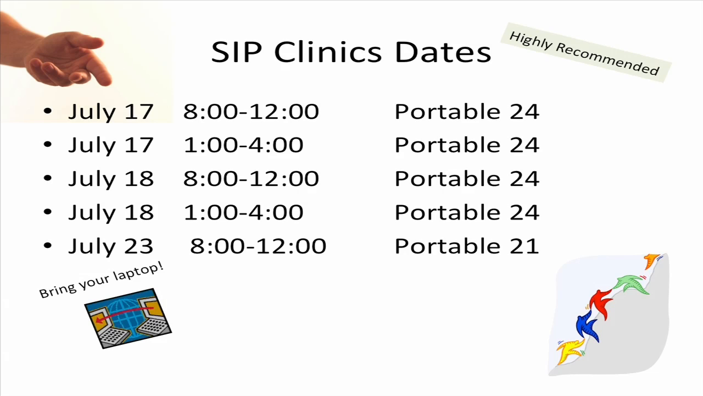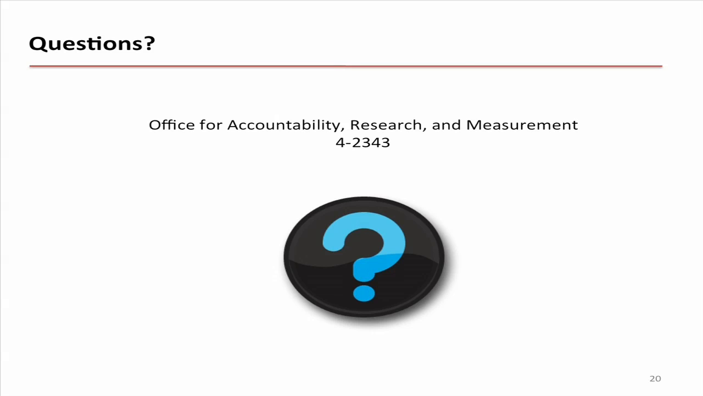SIP clinics are available for those who would like face-to-face assistance with the SIP process. Please RSVP by contacting Joyce Grandy at extension 42343. And if you come, please bring your laptop. This concludes the overview for the SIP process for the 2013-14 school year. If you have questions or comments, please contact the Office for Accountability, Research, and Measurement at 42343.